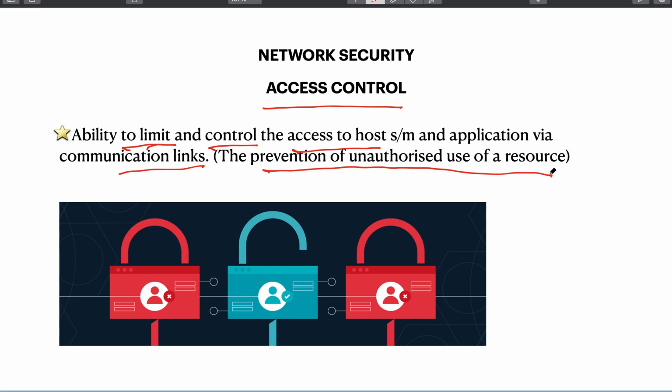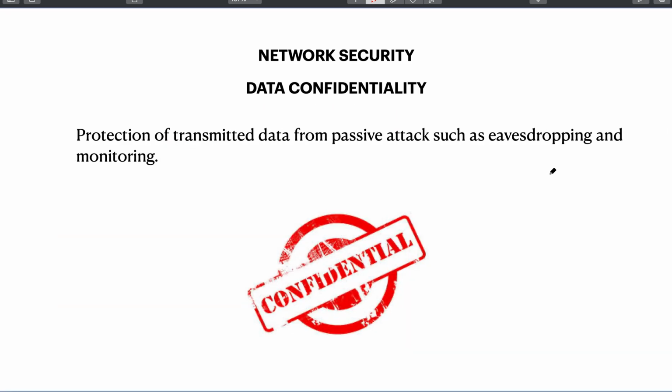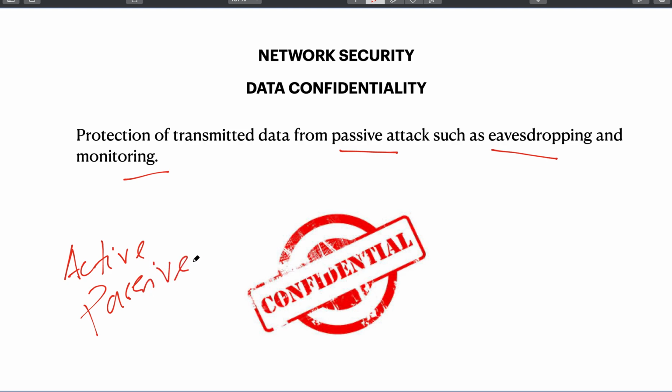You are controlling the access to specific data. Now the next important thing is confidentiality. You have to ensure that the transmitted data is protected against all kinds of passive attacks such as eavesdropping and monitoring. So what do you mean by a passive attack? There are actually two types of attacks: active attacks as well as passive attacks. Let's first see what a passive attack is. An example of a passive attack is eavesdropping or monitoring. That means data is only being read, but not modified. That is what is meant by a passive attack.